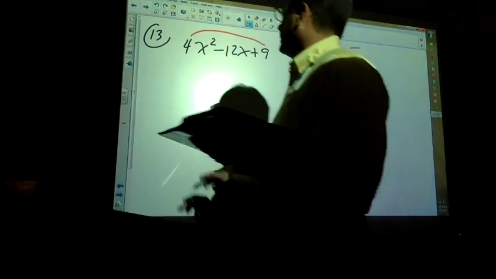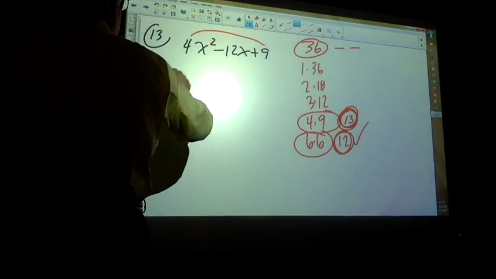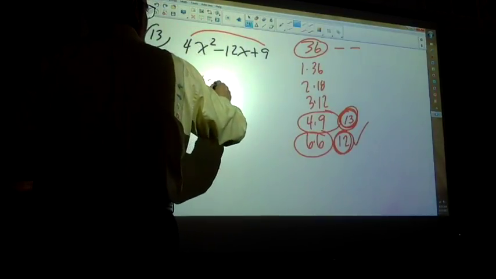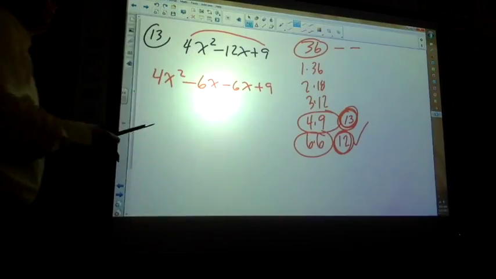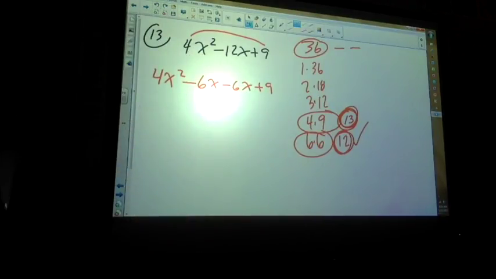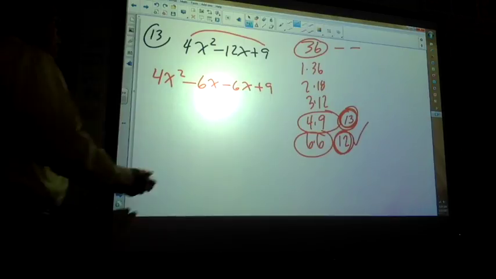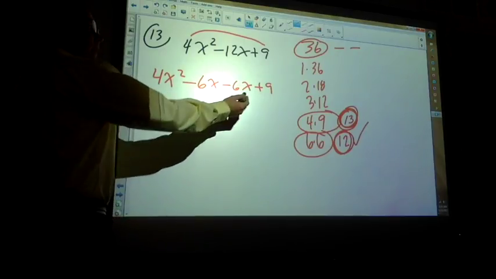I was like, what? I'd never heard of 4x squared minus 6x minus 6x. Somebody made it. You got me too. I can't add today. All right.